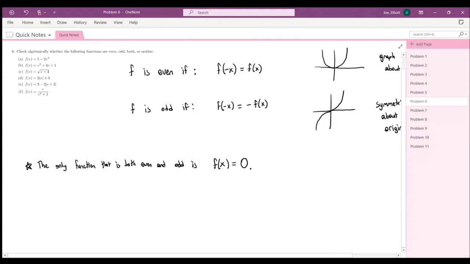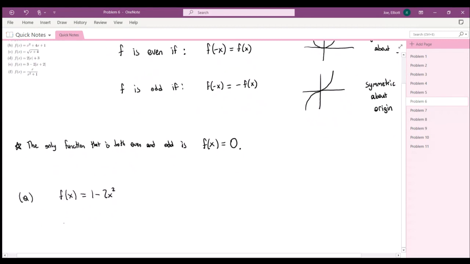So let's take a look at a few of these problems. Let's take a look at A to start with. Here's how you check whether a function is even, odd, or neither algebraically. We're given our function f of x is 1 minus 2x squared. What you want to do is compute f of minus x, okay? To compute f of minus x, you replace each instance of x with minus x. So instead of x squared, we would have minus x squared.